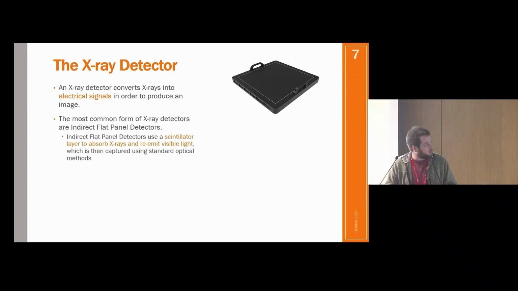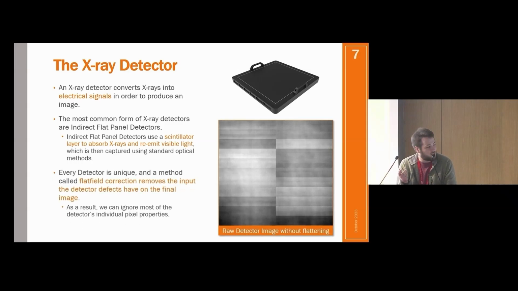The most common form is these flat panel detectors, which use a scintillating crystal layer that absorbs X-rays and re-emits visible light, which you then capture using standard optics. Standard optics are standard. They have a sort of electrical noise. This is a fixed pattern noise from the detector you can see above, where you can actually see the construction of the detector. Thankfully, this is sort of a solved issue.